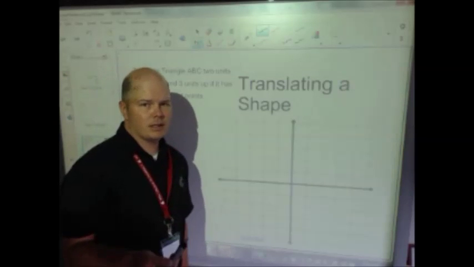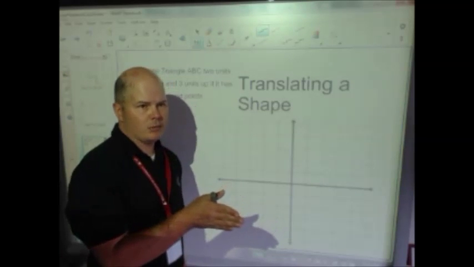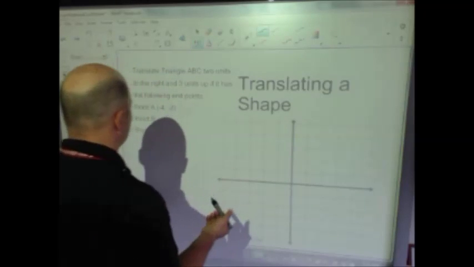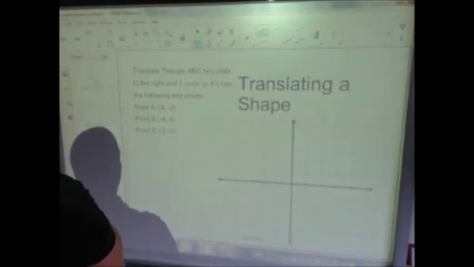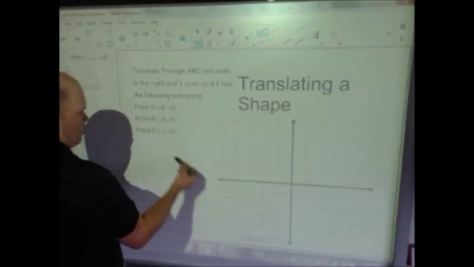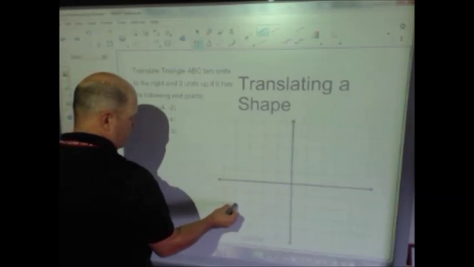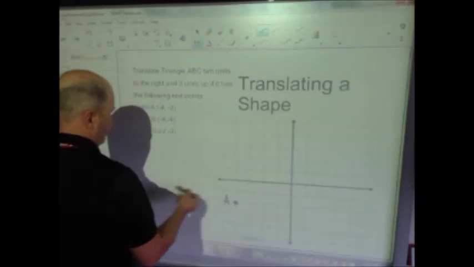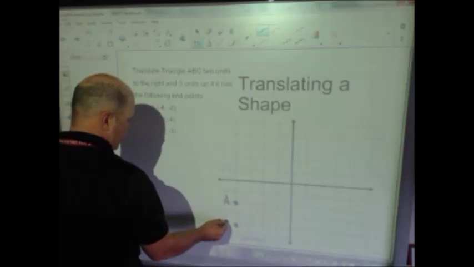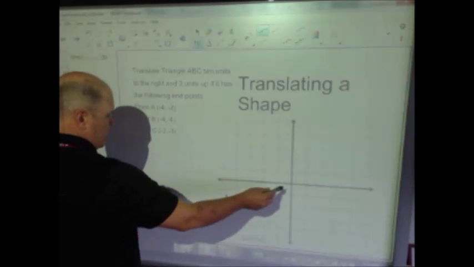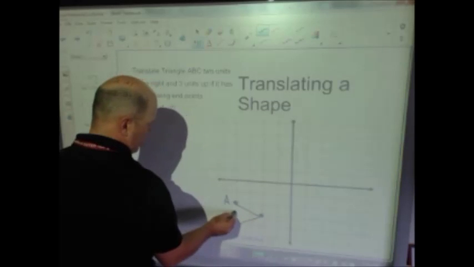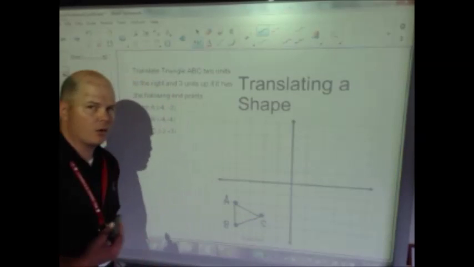So to start, translating shapes is basically just the shifting of an object maintaining the same size, shape, and orientation across a coordinate plane. In this case, we're trying to translate triangle ABC 2 units to the right and 3 units up if it has the following endpoints. Point A, which is at -4, -2. Point B, which is at -4, -4. And point C, which is at -2, -3. And I'm going to connect my triangle. So now I have triangle ABC.